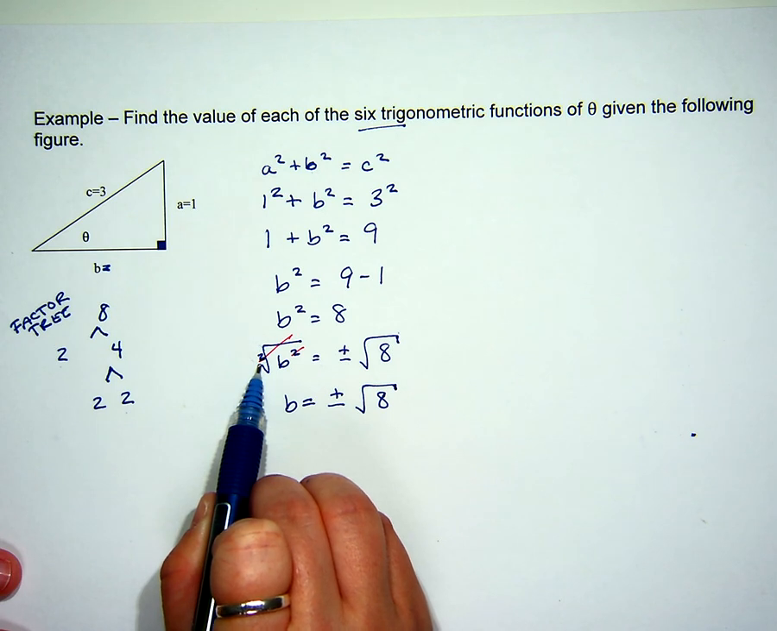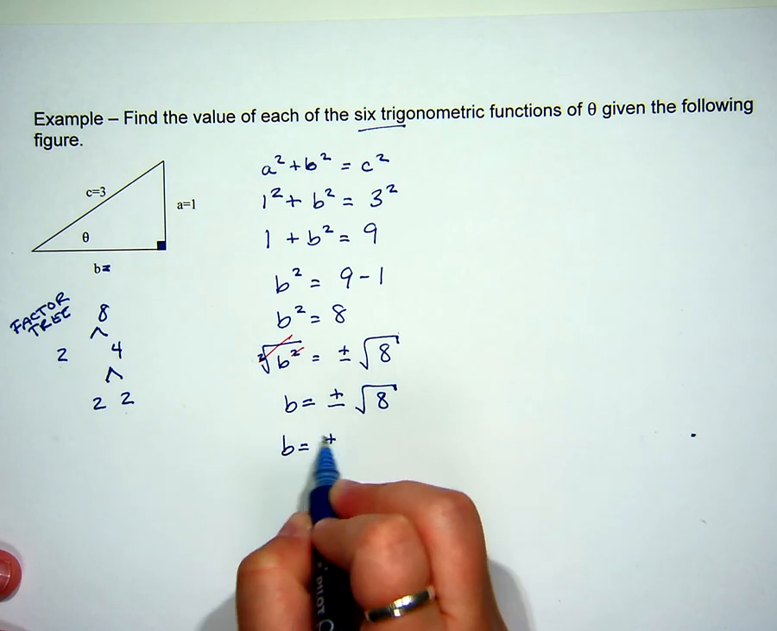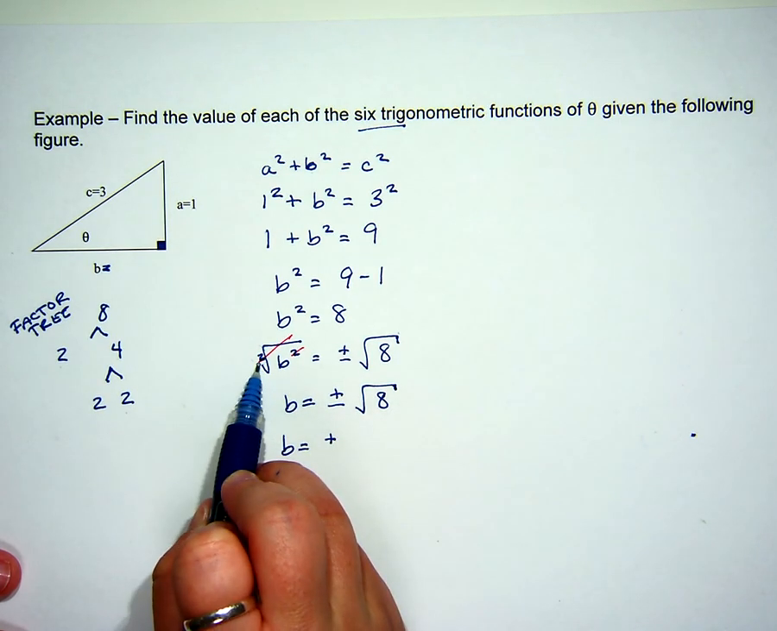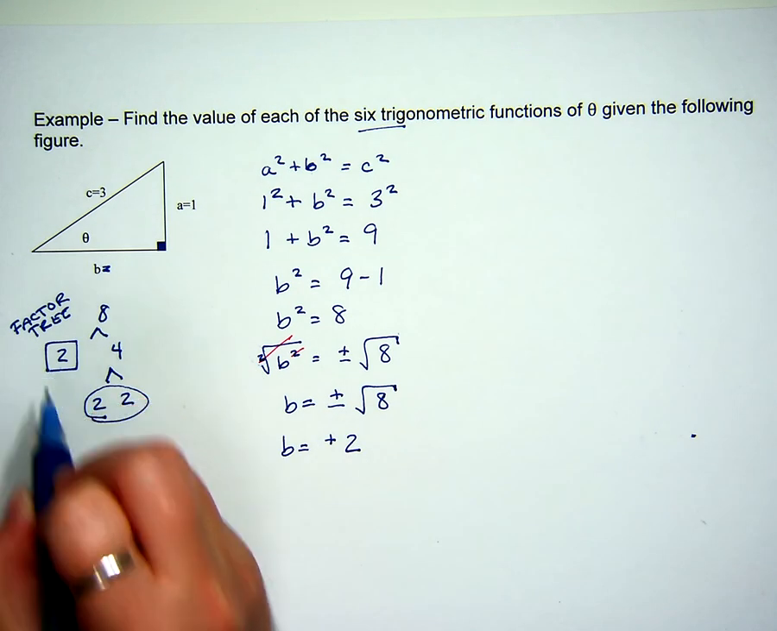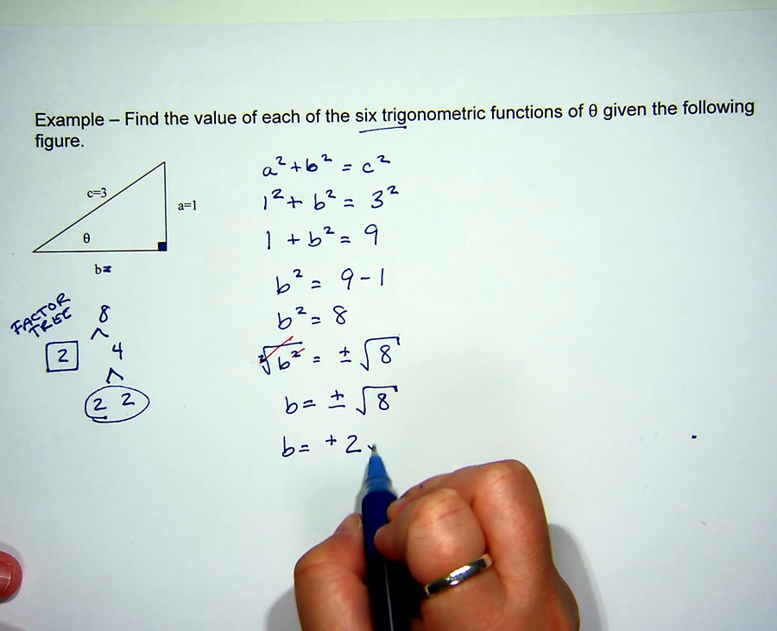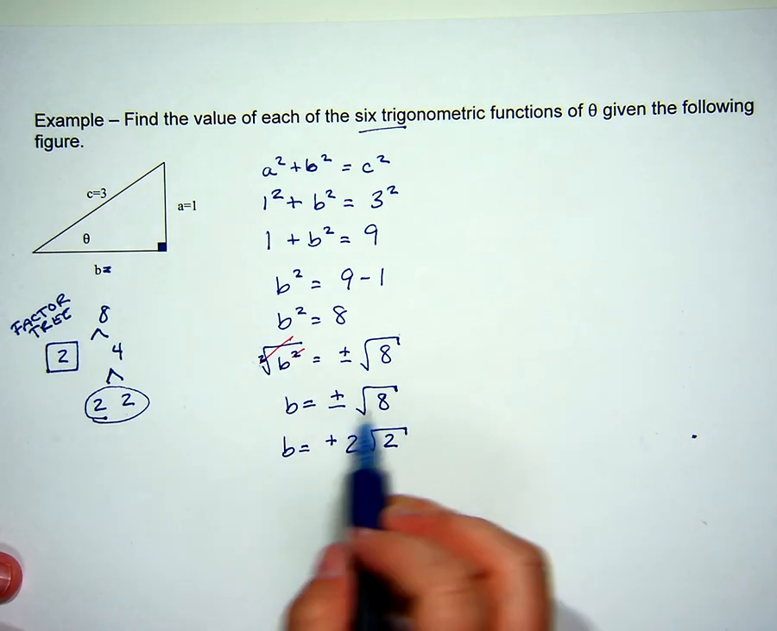For a square root, that means I need 2 things that match in order to pull it out of the root once. Again, I need 2 things that match in order to pull it out of the radical once. I have 2 2's here. Those match. I pull it out once. What's left? 1 2 by itself. So the square root of 8 is 2 square roots of 2.